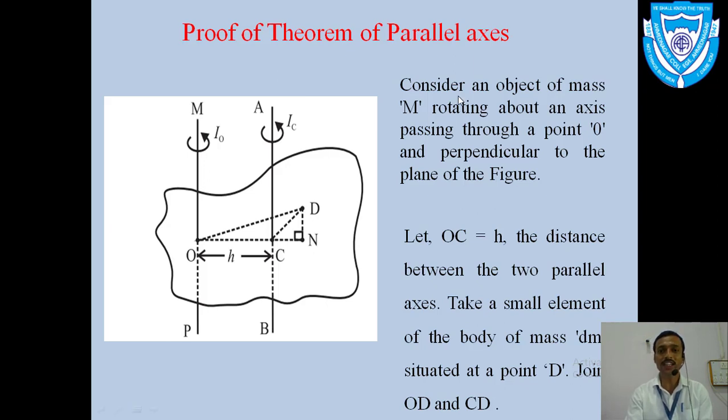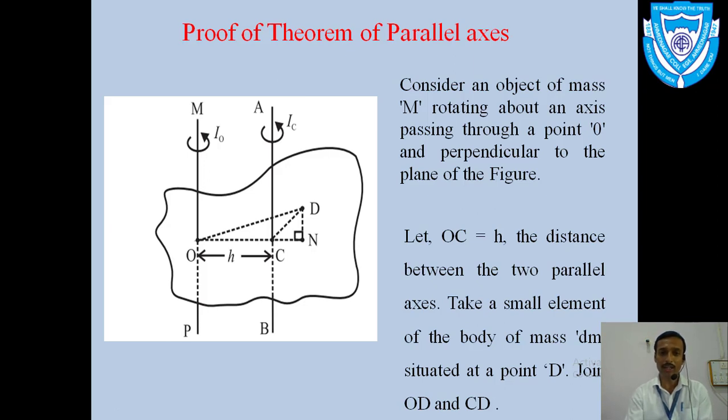Now consider an object of mass capital M rotating about an axis passing through a point O and perpendicular to the plane of the figure. This distance OC is nothing but h. OC is equal to h. That is the distance between the two parallel axes. Take a small element of the body of mass dm situated at the point D.